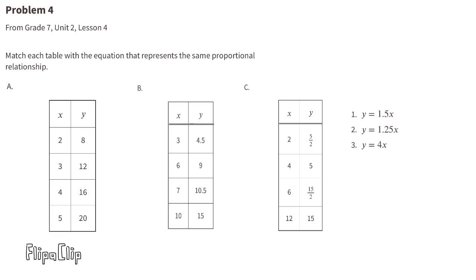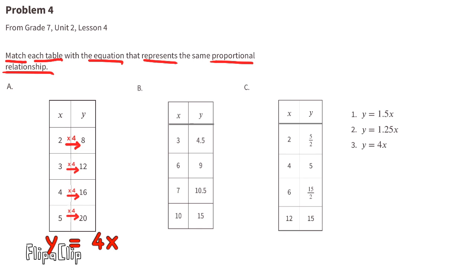Problem number 4 from 7th grade, Unit 2, Lesson 4. Match each table with the equation that represents the same proportional relationship. To find the constant of proportionality for table A, we can do 8 divided by 2, and we know that 8 divided by 2 is 4, which means 2 times 4 equals 8. 3 times 4 equals 12, 4 times 4 equals 16, 5 times 4 equals 20. That means that the y value is 4 times the x value.